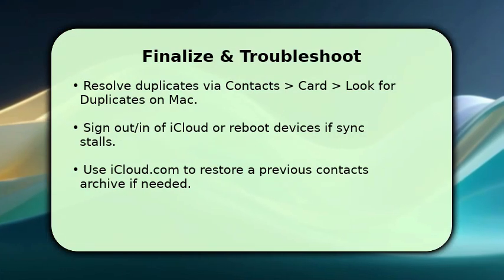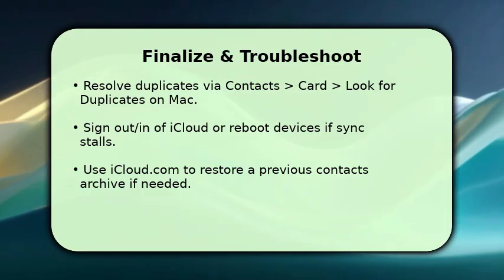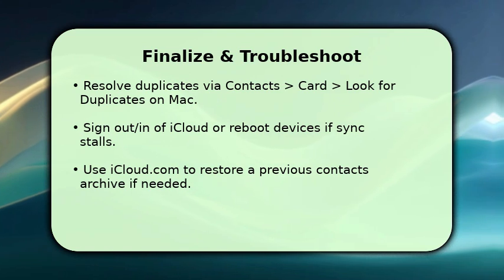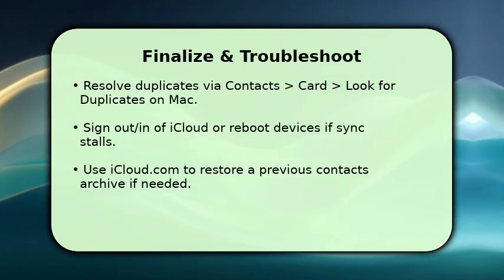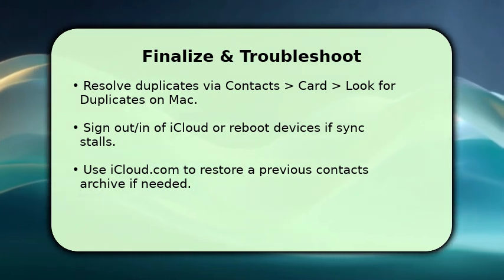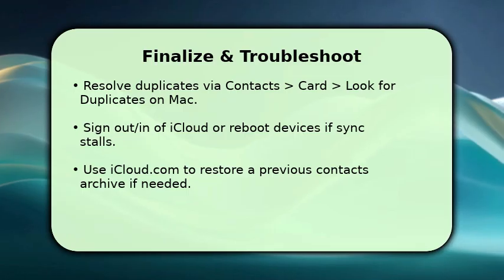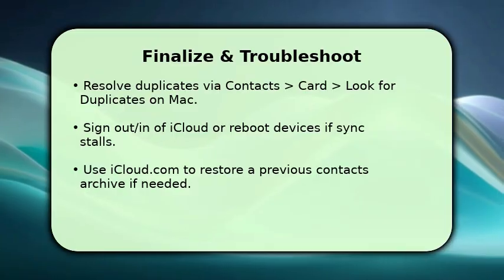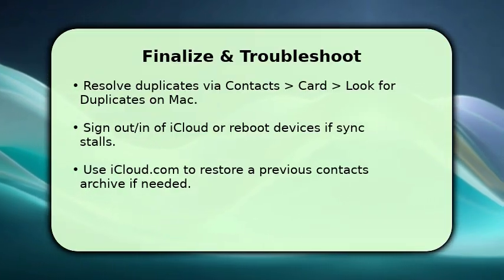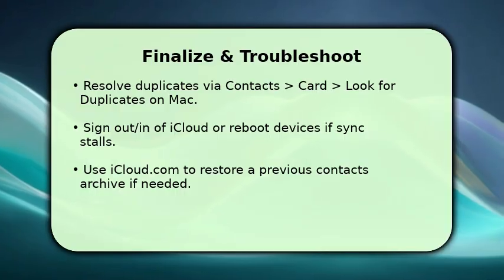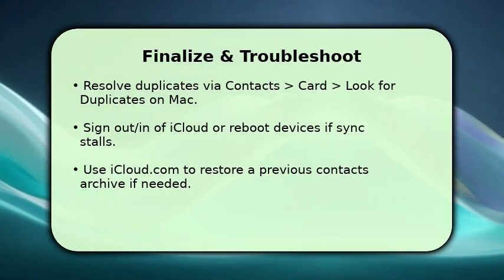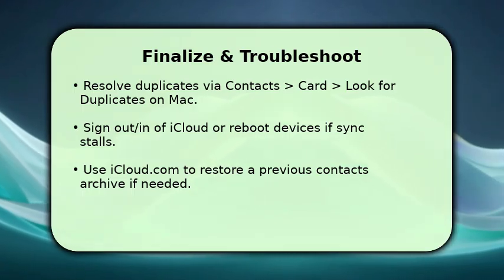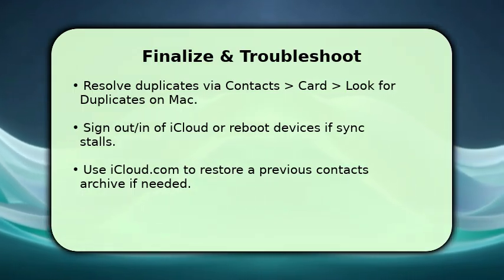To finish, verify contacts on both devices and tidy duplicates on the Mac via the Contacts menu to merge cards. This cleans sync conflicts. If syncing stalls, sign out and back into iCloud on the affected device or reboot both devices. This refreshes the connection. As a safeguard, use iCloud to check the authoritative list and, if necessary, restore a previous contacts archive from iCloud settings. If things still fail, recheck Apple ID, network and iCloud storage quota before contacting support.